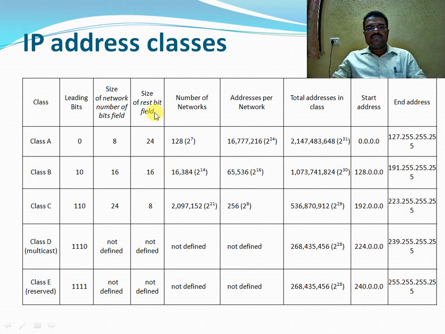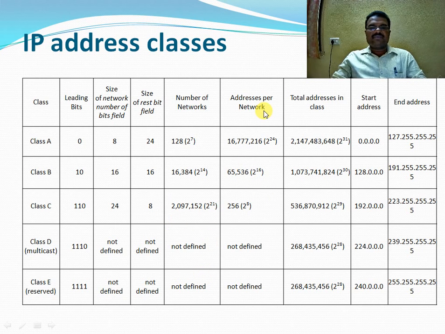And the size of the rest of the bits field, that is the host bits, is 24 in class A, 16 bits for host in class B, and 8 bits for host in class C, and for class D and E it is not defined. So the number of networks in class A is 128, that is 2 to the power of 7. Here in class B it is 2 to the power of 14, and in class C it is 2 to the power of 21. And class D and class E are not defined.